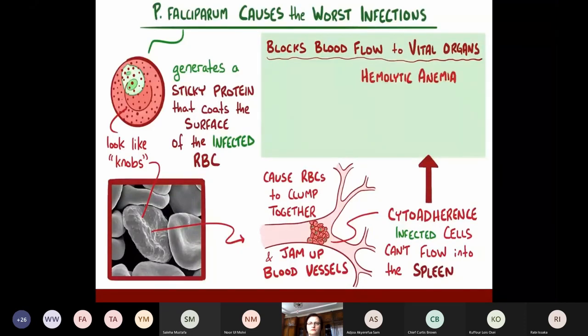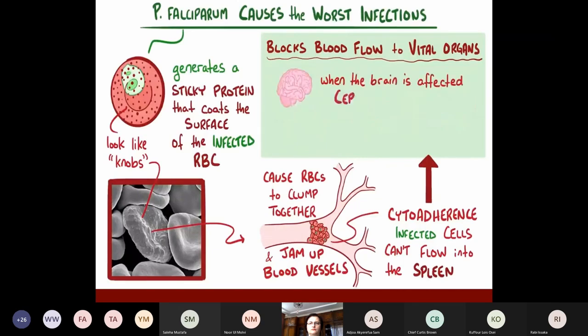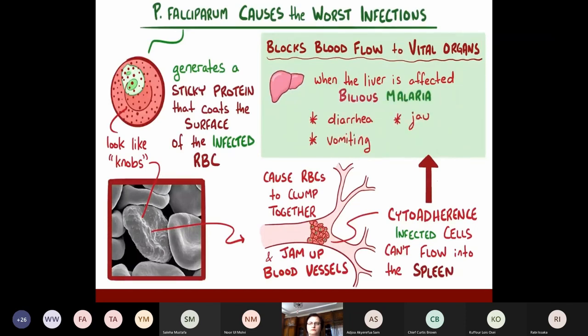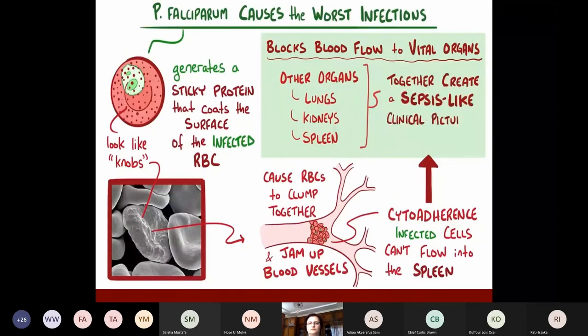Between hemolytic anemia and ischemic damage from blocked blood flow, organ failure can set in pretty quickly. When the brain's affected, it's termed cerebral malaria, and it results in altered mental status, seizures, and coma. When the liver's affected, it's termed bilious malaria, and it results in diarrhea, vomiting, jaundice, and liver failure. Other commonly infected organs include the lungs, the kidneys, and the spleen, which taken together create a sepsis-like clinical picture that can eventually lead to death. Together, all these scenarios are called complicated malaria.